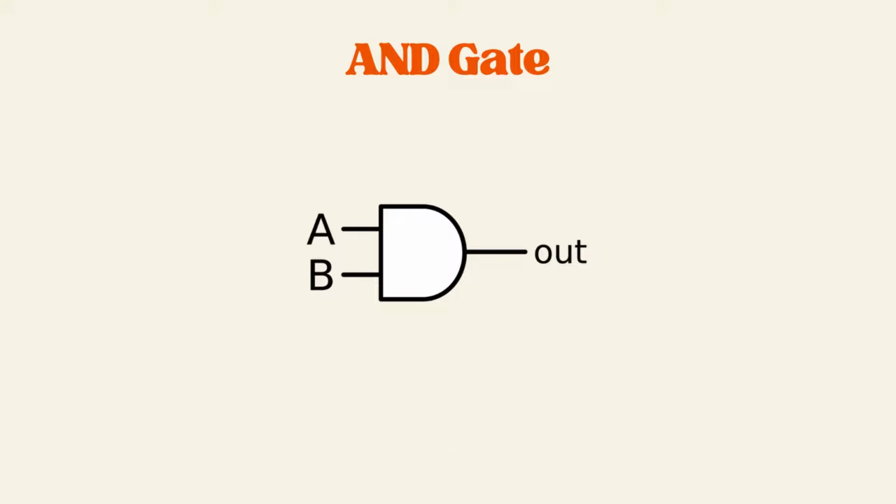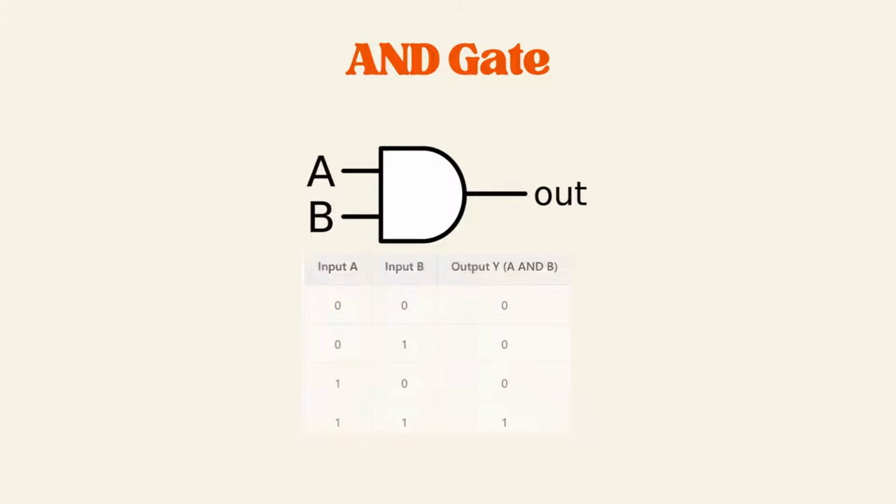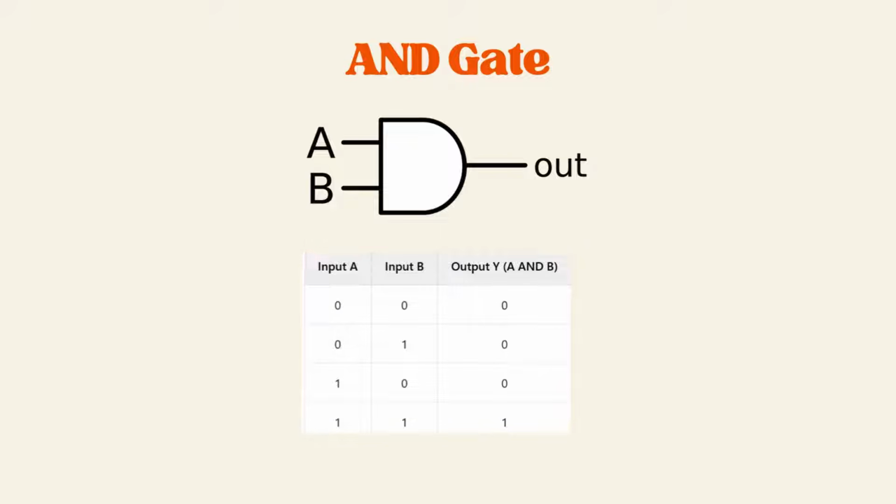AND gate, made by connecting 2 transistors in series, it has 2 input terminals and 1 output terminal. Its logic rule is strict. The output is only high voltage if both input terminals are at high voltage. If even one input is low voltage, the output is low voltage.